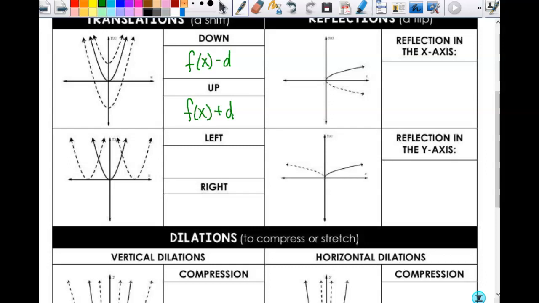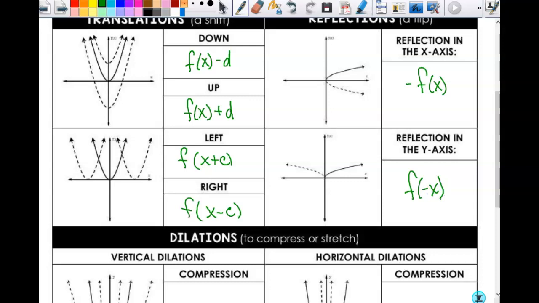Then left and right is a horizontal thing, so it happens before the function happens. If it's left, it is x plus c, and if it's right, it's x minus c. Yes? All right, so then a reflection in the x-axis means it affects y, so it's just going to be negative f of x. If it's a reflection in the y-axis, it affects x, so it looks like this. So this is them pretty much individually.